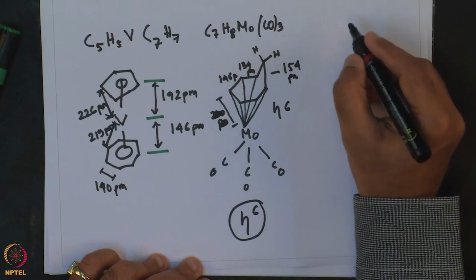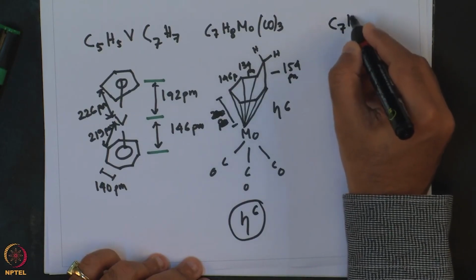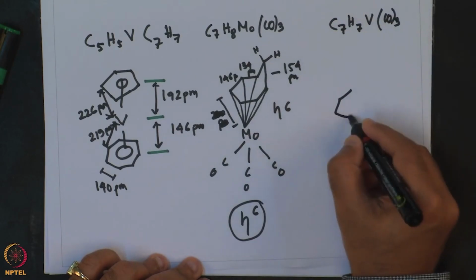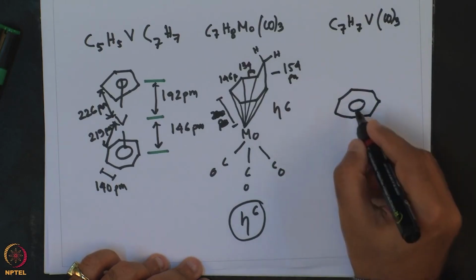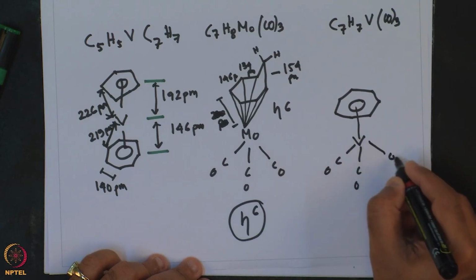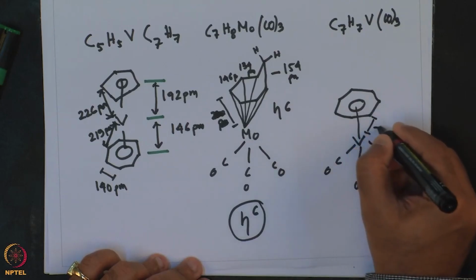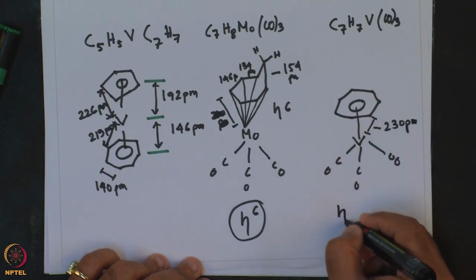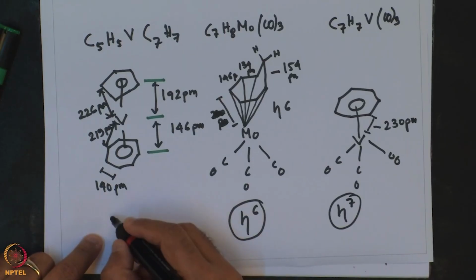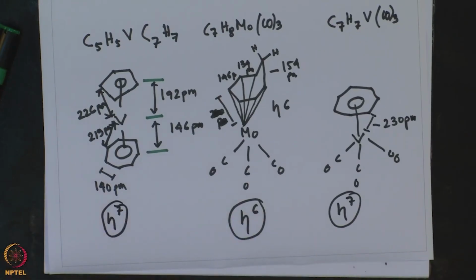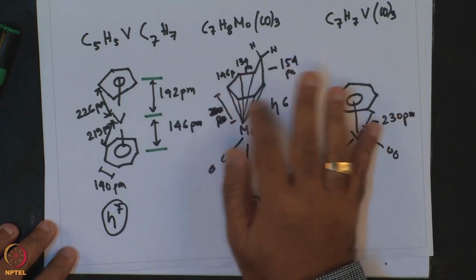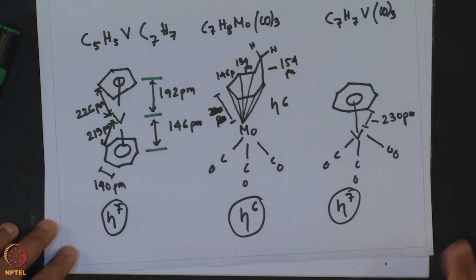Similarly, one can look at C7H7 V(CO)3, which is something like an eta 7 bound carbonyl. So, this distance is 230 picometer, and this is eta 7 bound. So, what we see over here is that this one also has an eta 7 bound ring. In the eta 6 bound, one of the CH2 is indeed out of the plane containing the other 6 carbons, and is projected out as is expected.